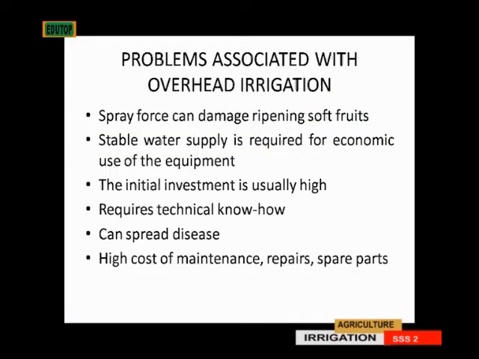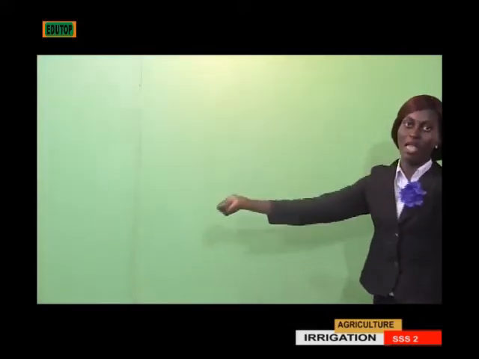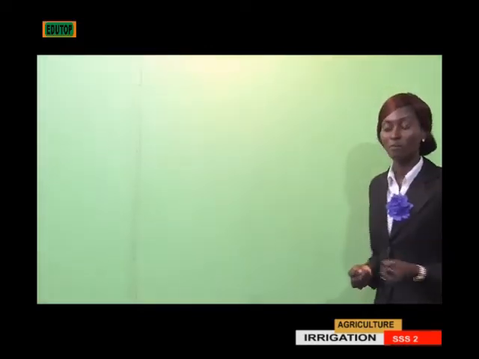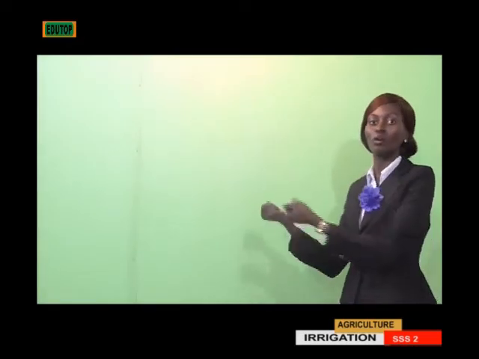The problems associated with overhead irrigation: number one, spray force can damage ripening soft fruit. I said you are using nozzle and you are using pressure and you are just spraying it over your farmland. By accident, error of omission or commission, it's under high force, you bring down your nozzle to a particular fruit or plant that is so soft, and the force is just on them, it can just destroy the fruit. So that force of the spray can damage ripening soft fruit.